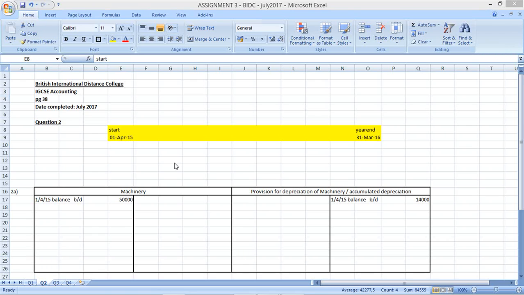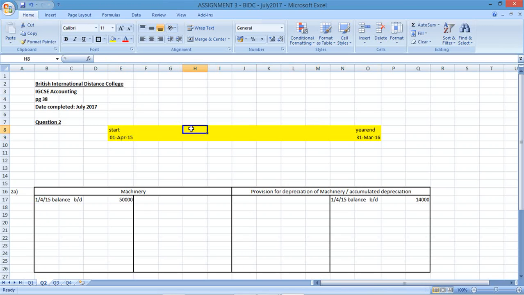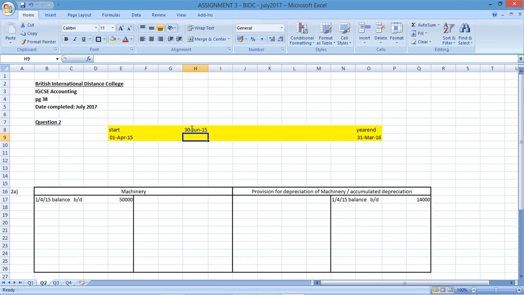They say, you are given the following further information. On 30th June 2015, so that's during the year, Sam sold a machine for 6,000. Sold, and that was for 6,000. Machinery 6,000, proceeds. That's what we've got. This machine originally cost 15,000. Depreciation written off the machine up to 31st March 2015, so up until that point in time.